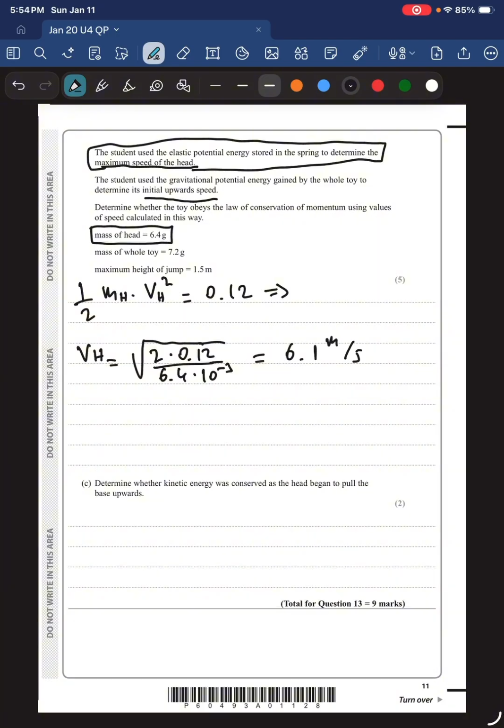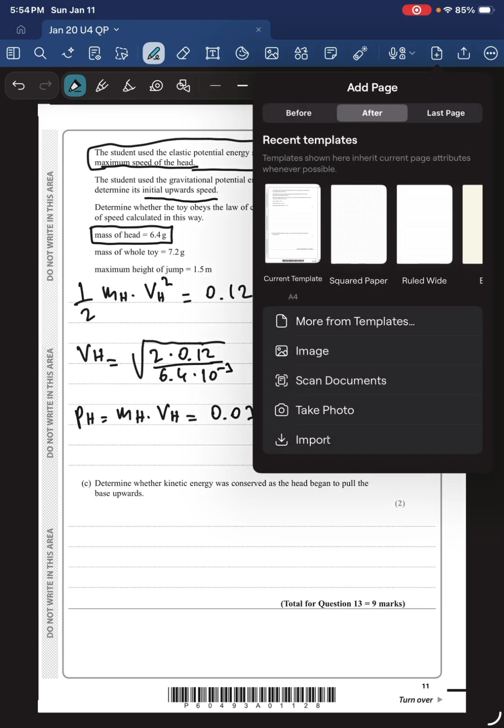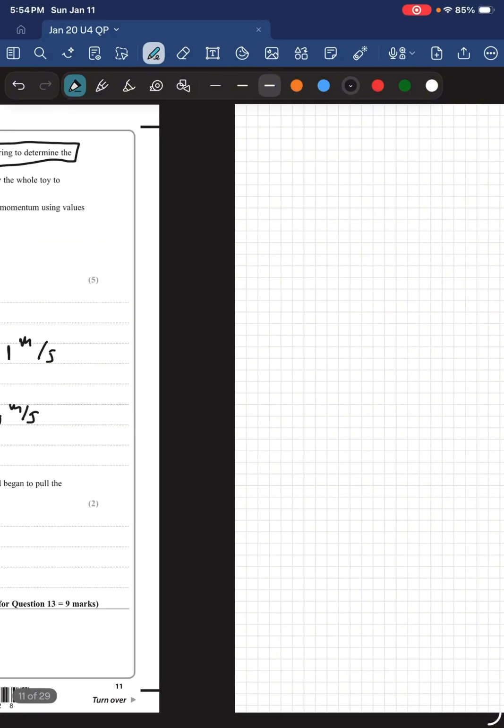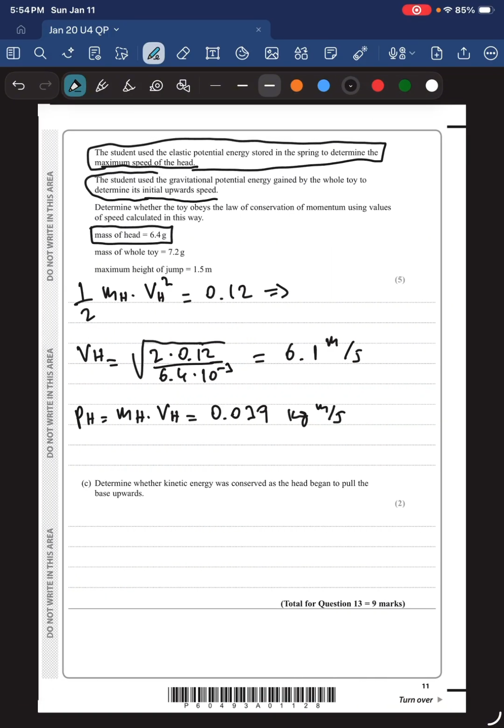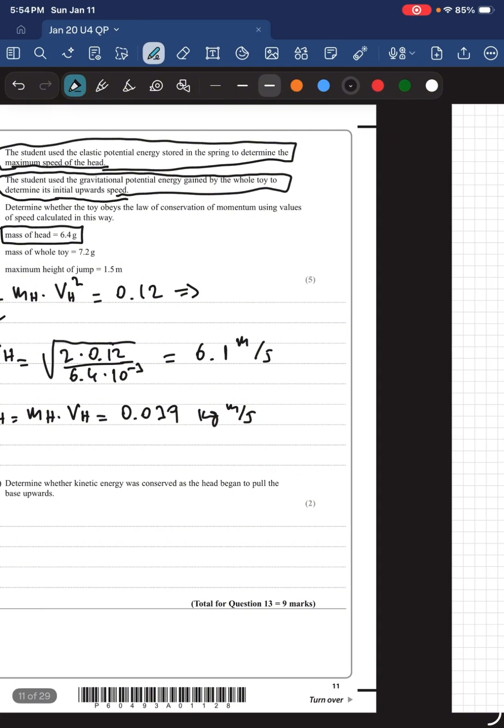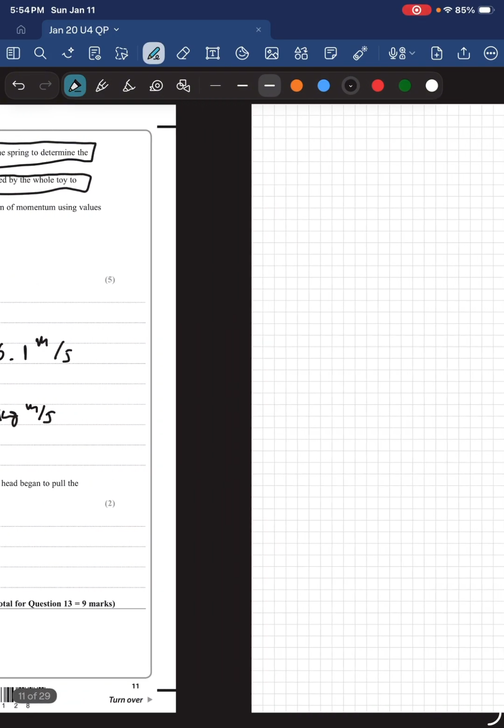And while at it, we can also calculate the momentum of the head, which is simply the mass of the head times the velocity of the head. If we plug in numbers, we find 0.039 kilograms meters per second. Okay, let me use a clean page now to do the other part. Then the second sentence says the student used the gravitational potential energy gained by the whole toy to determine its initial upwards speed. So let's find the speed that way.